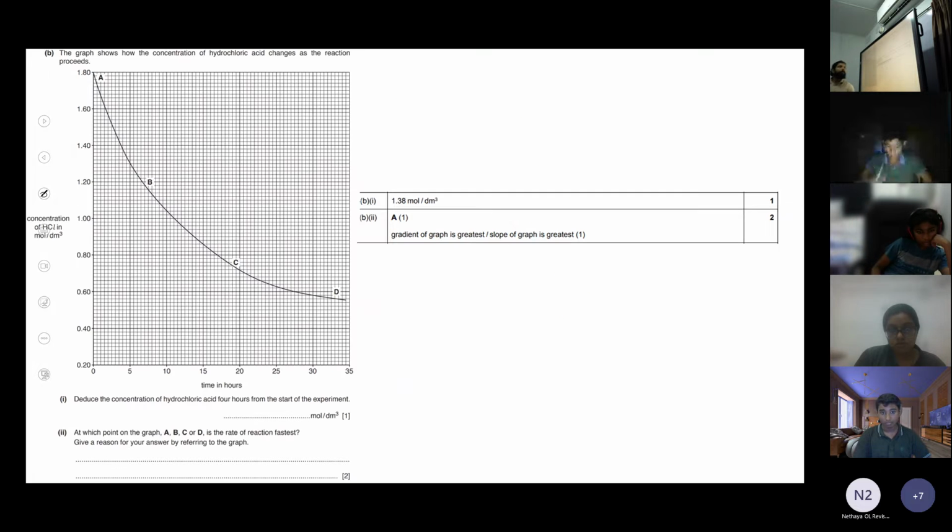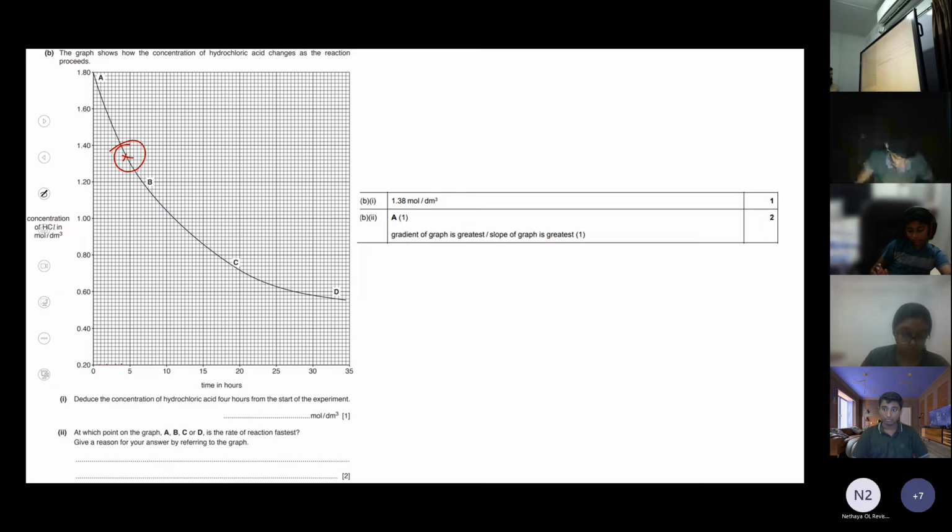All right. So these are the points that you need to get here. Reduce the concentration of hydrochloric acid after 4 hours. So you have to be careful with the method, right? So it's 1.38, right? It is found in the practical paper, right?